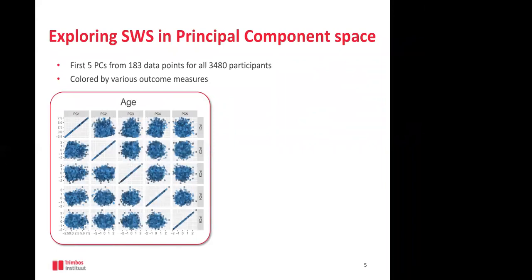For example, age. Here, light blue is young age, dark blue is older age. From this picture, you can see that there's no obvious clustering by age, which is nice, because if you see an age batch effect in your data, you might have to do some pre-processing before you continue with your data.